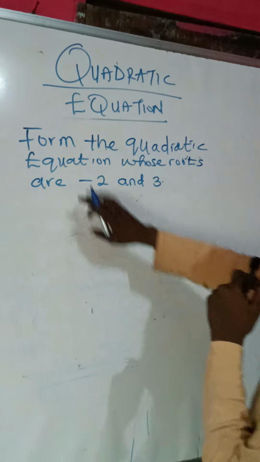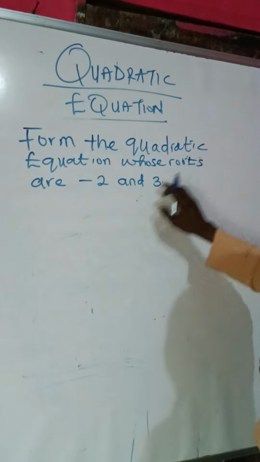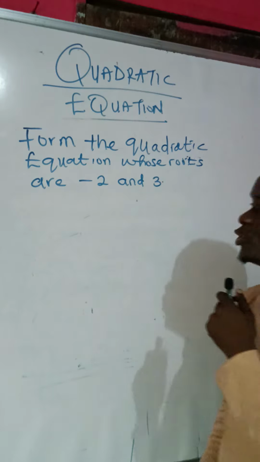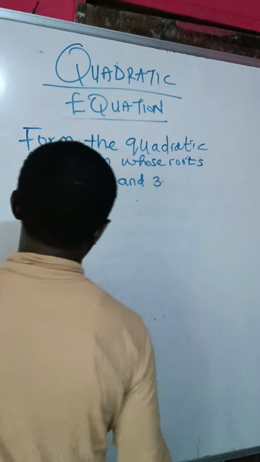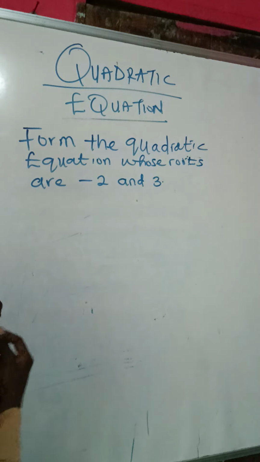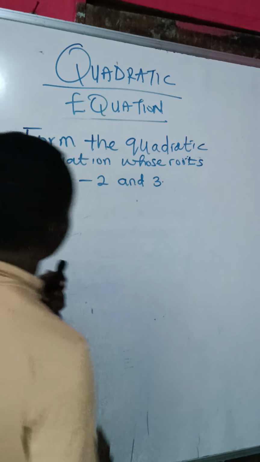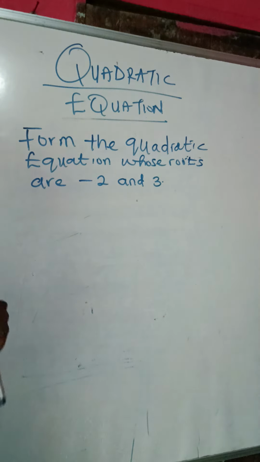The question says, form the quadratic equation whose roots are -2 and 3. So how do we do this? Of course, we should be able to do it. Now we are given the roots of the equation. So the first thing you have to do is to introduce a variable.